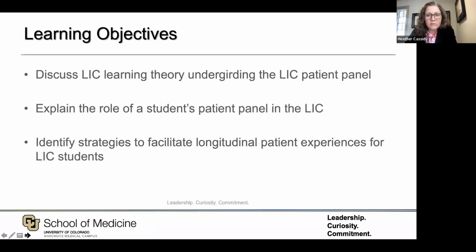Here's our agenda for today. We're going to be discussing LIC learning theory and the way that supports the concept of the LIC Patient Panel. We're going to be discussing the role of the Students Patient Panel in the LIC, and then identifying strategies to facilitate longitudinal patient experiences for our LIC students.